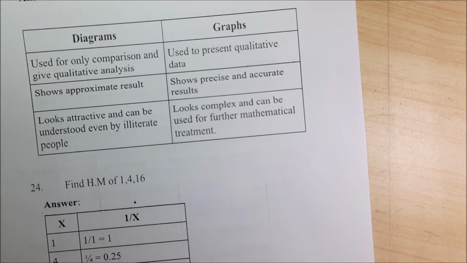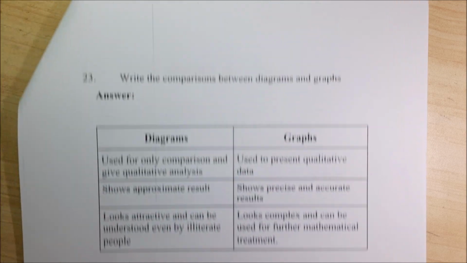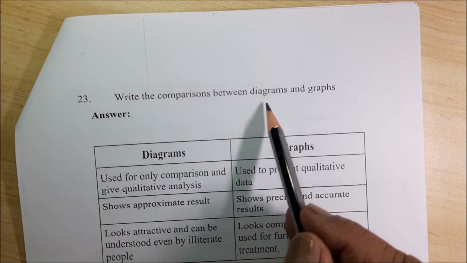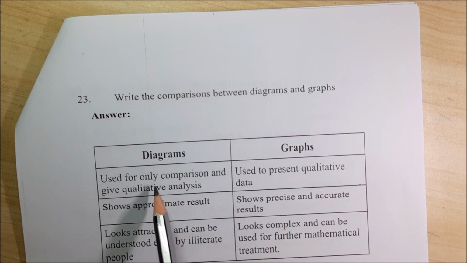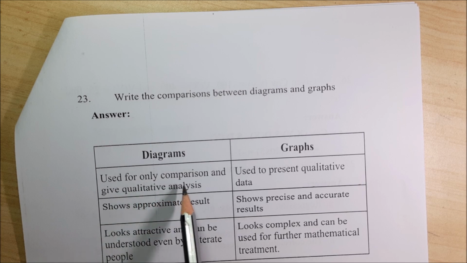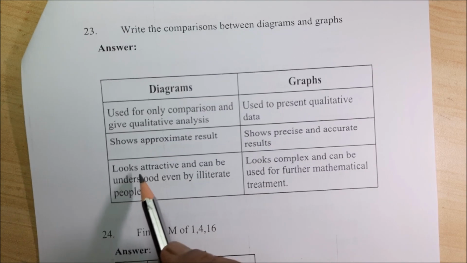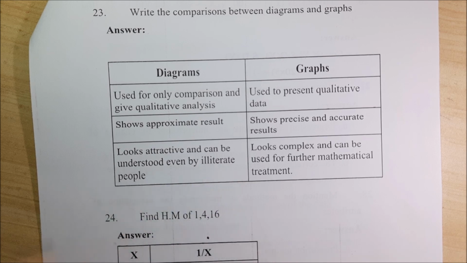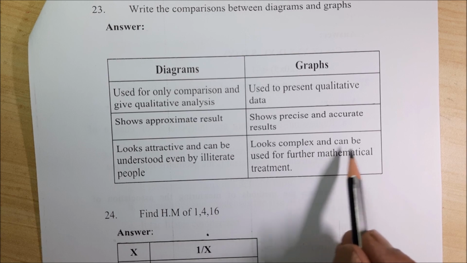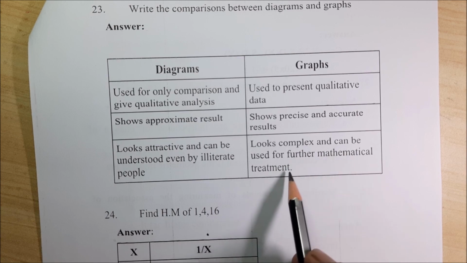Write the comparisons between diagrams and graphs. Diagrams are used only for comparison and give qualitative analysis, used to present qualitative data. Diagrams show approximate results, graphs show precise and accurate results. Diagrams look attractive and can be understood even by illiterate people, just now I told you. Graphs look complex and can be used for further mathematical treatment.